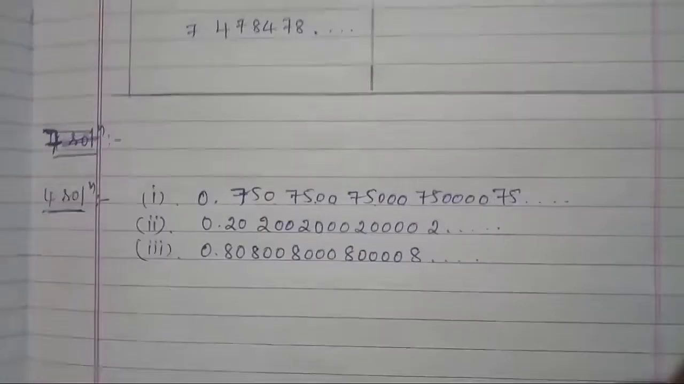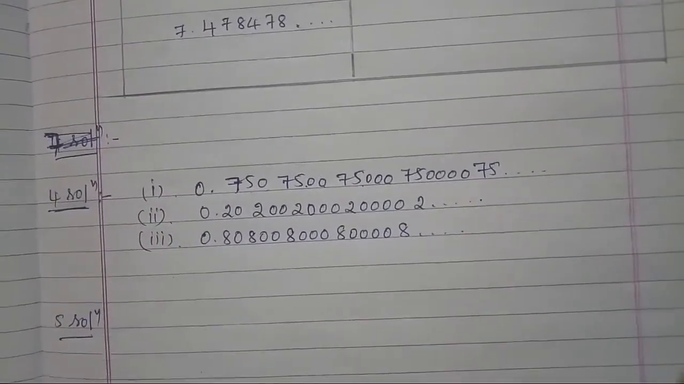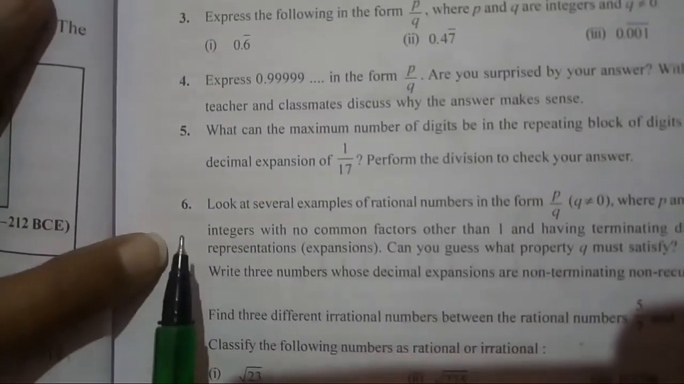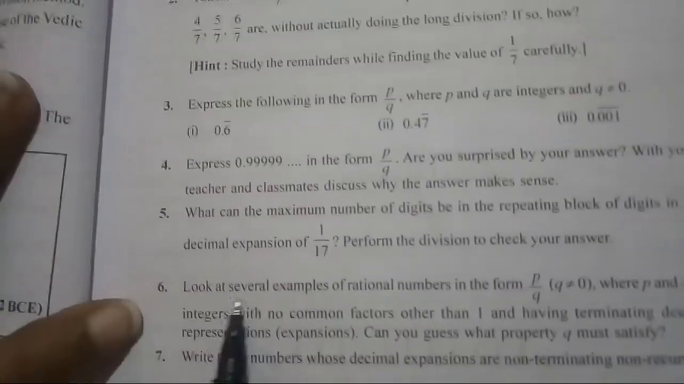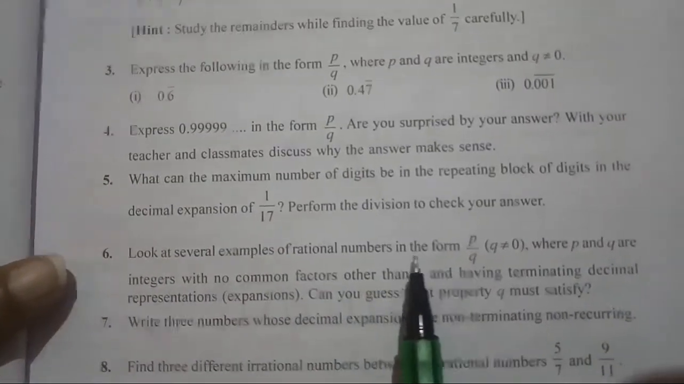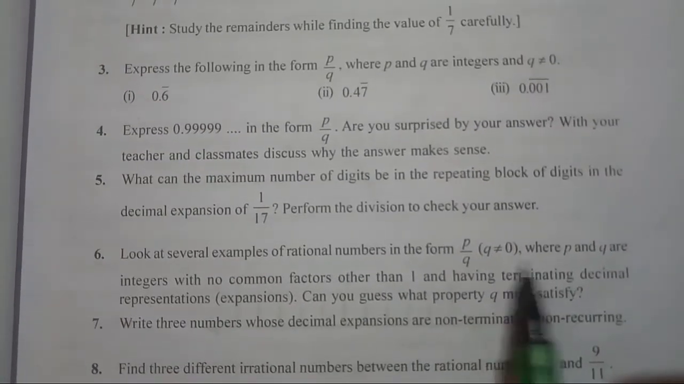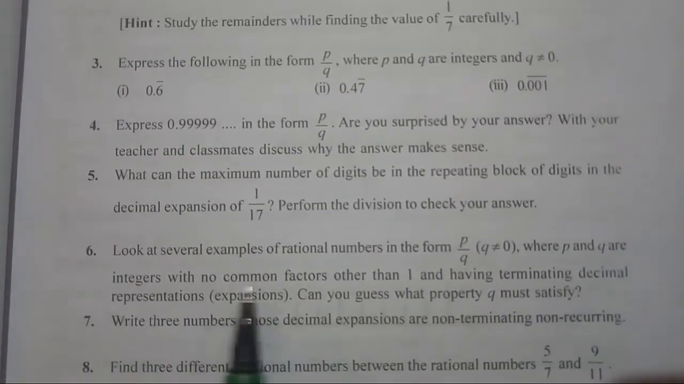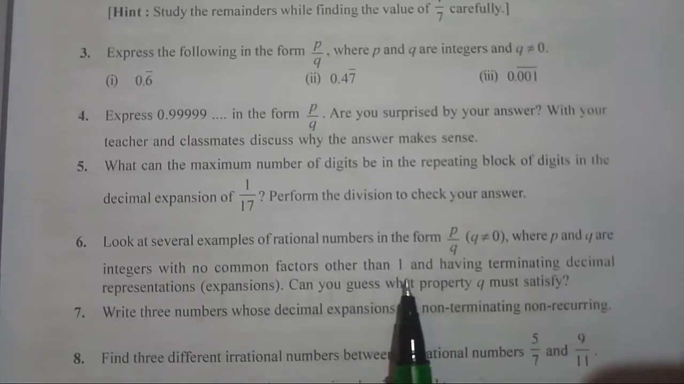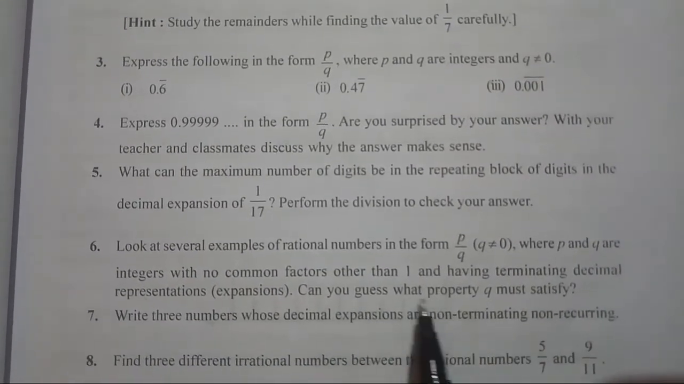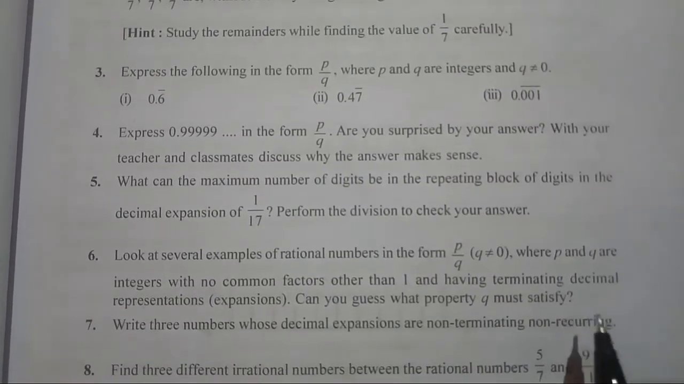Okay. Next problem, fifth problem solution. You have to copy the questions down from the textbook. For the fifth problem I had taken this sixth one in the textbook. Look at several examples of rational numbers in the form p by q, where q is not equal to 0, where p and q are integers with no common factors other than 1 and having terminating decimal representations. Can you guess what property q must satisfy?